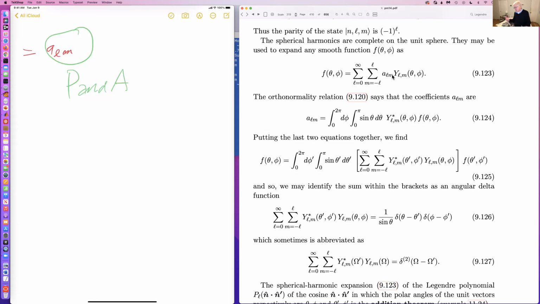Well, the e to the im phi is just a Fourier series on the interval 0 to 2 pi. And it's got to be periodic if we're saying that all angles 0 to 2 pi are physical, then nature's periodic rotating. The other part of the completeness is the associated Legendre functions, and these then are complete on the interval -1 to 1.